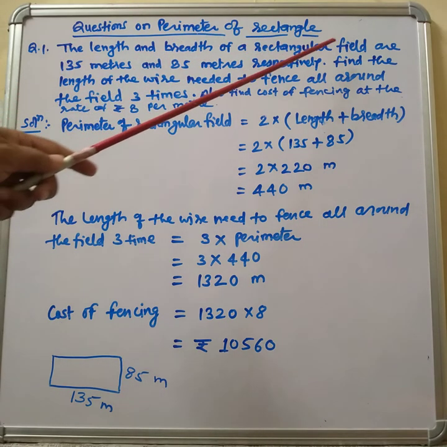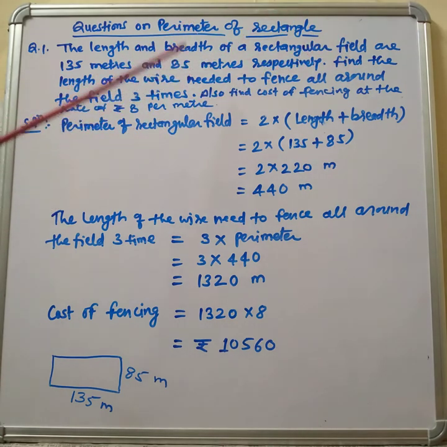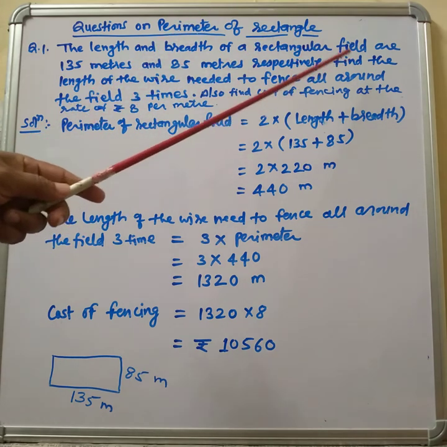Of which type of field? The field is a rectangular field. Correct. So, at first we have to learn what is given. The length of the rectangular field is given as 135 meter and the breadth is given as 85 meter. Clear? Now, what do we have to find?